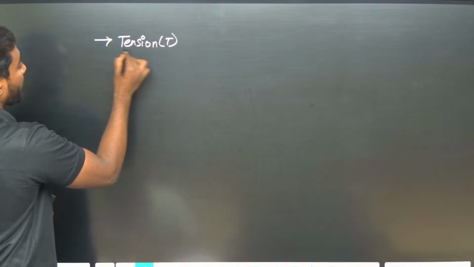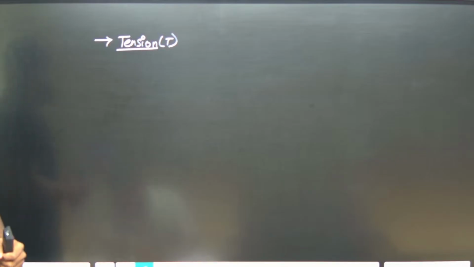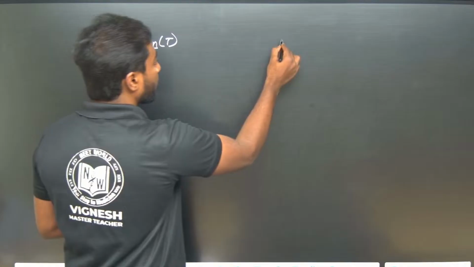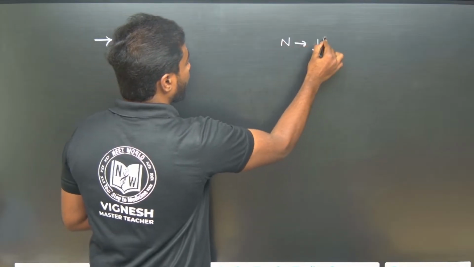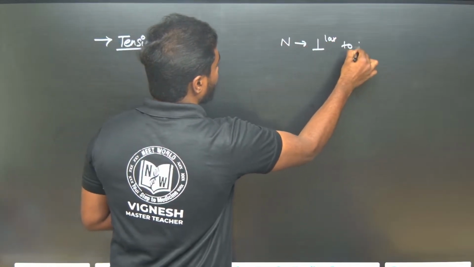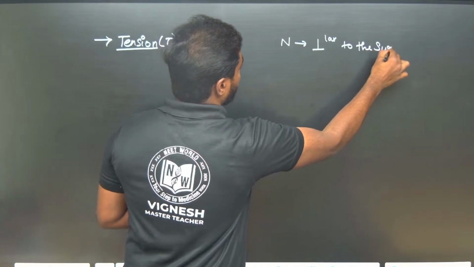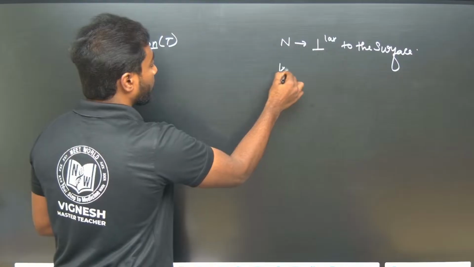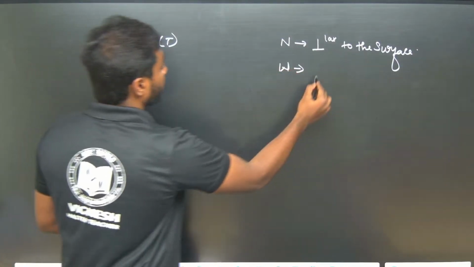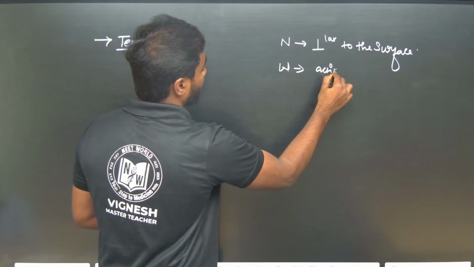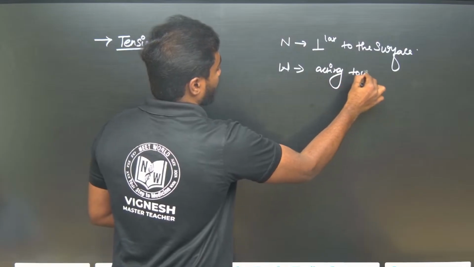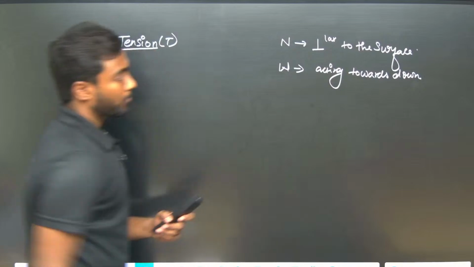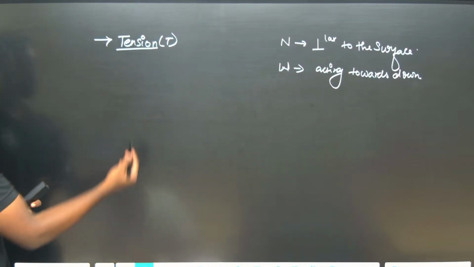It is denoted by the letter T. So we have completed the normal force and the weight. Normal will be perpendicular to the surface, and weight will be acting towards down.